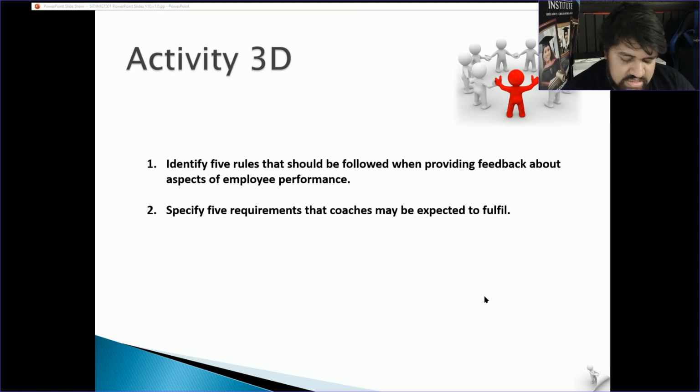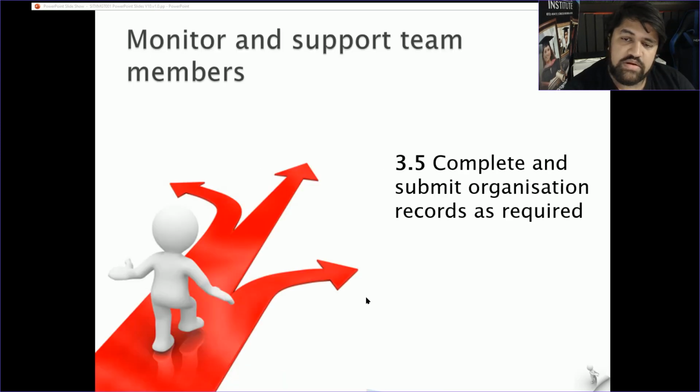Supporting them and assisting them on an everyday basis, keeping communication and keeping in touch with them regularly. Okay, so note down 5 things that you think are very important there. Use some of your own ideas, and then we can move on to the next one. All right, so 3.5, complete and submit organization records as required.